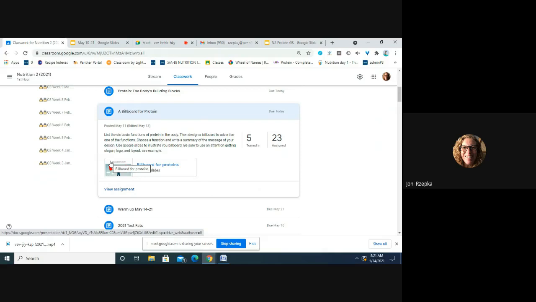Okay, so it says list the 6 basic functions of protein in the body. I did mine on a Google slide, and I just copied and pasted the functions from the notes and put them on a slide. So that's pretty easy. Then you're going to design a billboard to advertise one of the functions. Out of those 6, you're going to pick one to make a billboard on. Then you're going to write a summary of the message of your design. And you're going to use Google Slides to illustrate your billboard. Be sure to use an attention-getting slogan, logo, and layout.